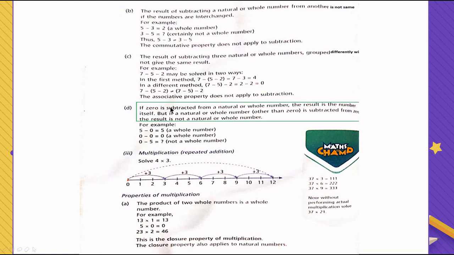D. If 0 is subtracted from a natural or whole number, the result is the number itself. But if a natural or whole number other than 0 is subtracted from 0, the result is not a natural or whole number. For example, 5 minus 0 is equal to 5, 0 minus 0 is equal to 0. These two numbers are whole numbers. And 0 minus 5 is equal to minus 5, which is not a whole number. This is the property.